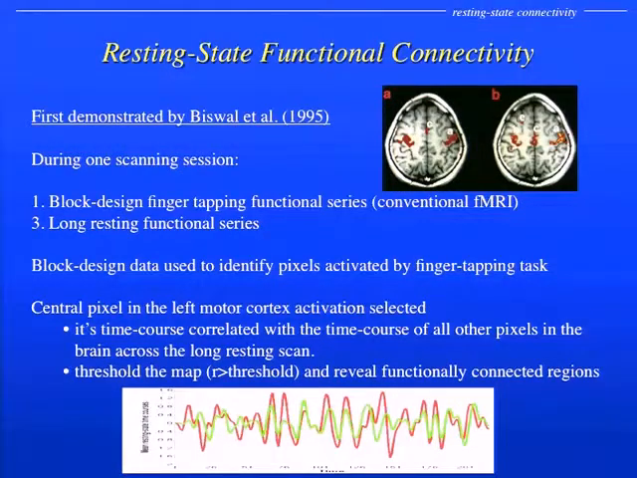Here's the first paper, by Biswal in 1995. He showed that he could get motor cortex activated with a finger tapping task, and that if he took a seed region in the motor cortex on one side, a correlation analysis would light up the motor cortex on the other side. So it was a way to extract the functional organization of the hand motor area by looking at just this resting state data.